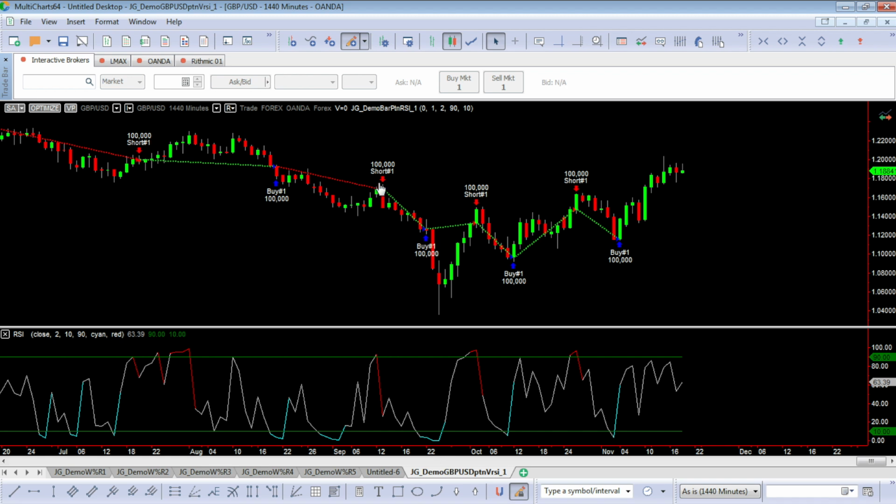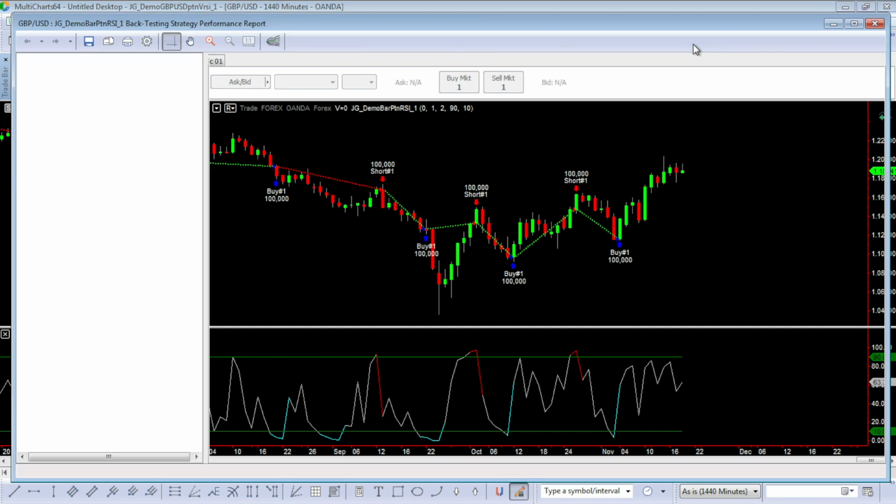And you can see, look, shorted it here, profitable trade. We've gone long, profitable trade, short, profitable trade, long, profit, short, profit, long, and this trade hasn't closed out yet. It will close out when the RSI closes above the 90 level, and it's looking like it will probably be a profitable trade too. So the rules are dead easy, and it's easy to spot the entries and the exits on the chart. So let's have a look at the performance report.